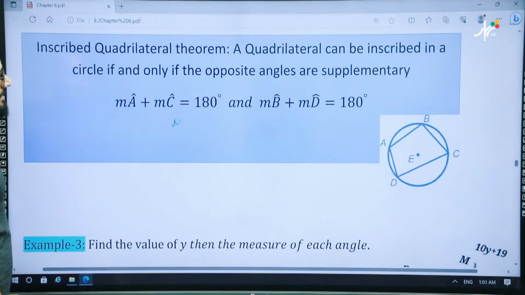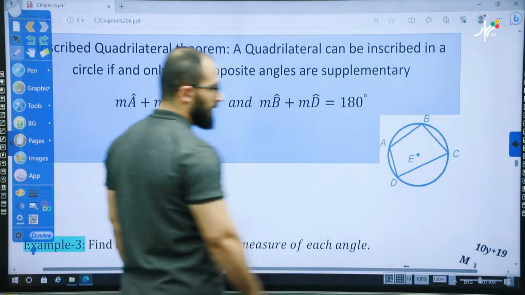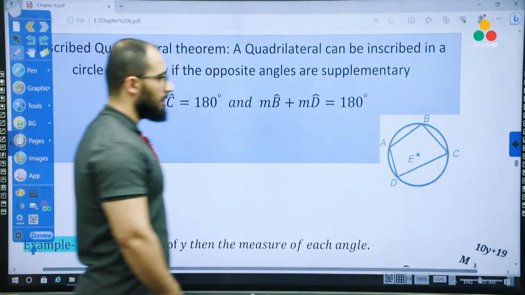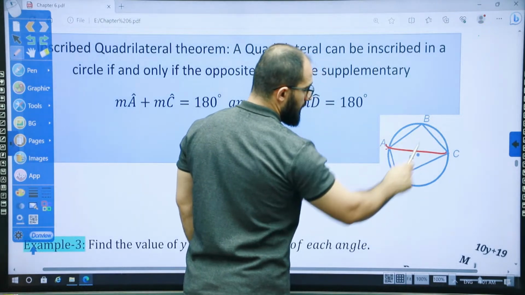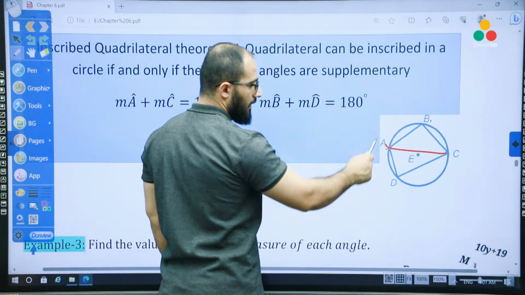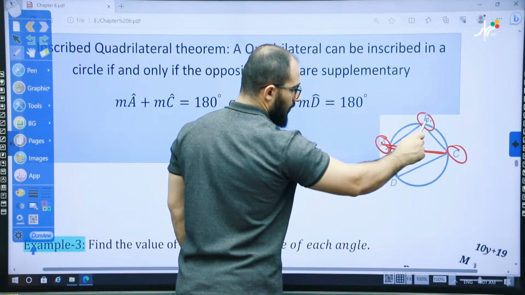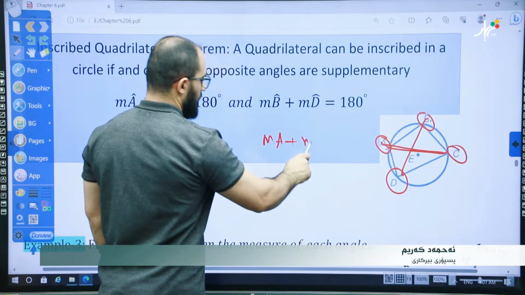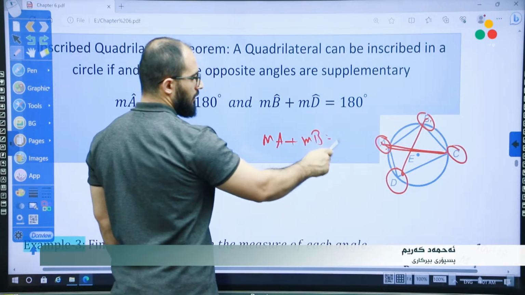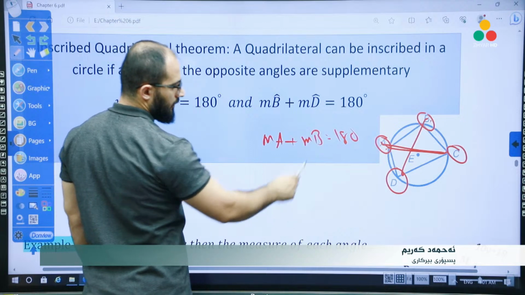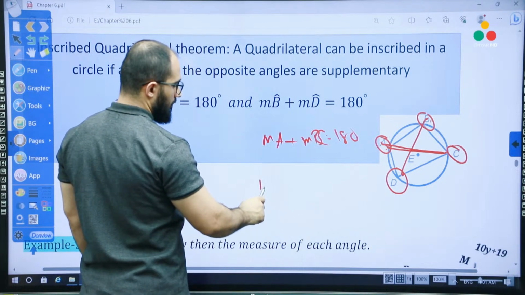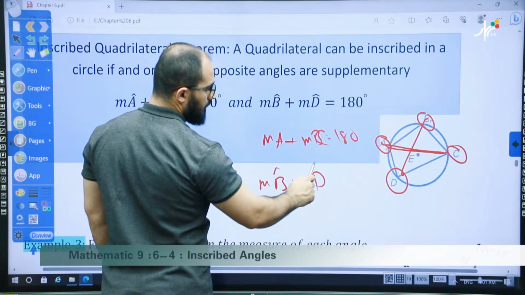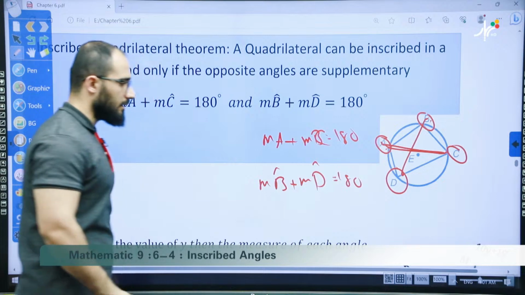But in an inscribed quadrilateral, it says the opposite angles A, C and B, D are supplementary. A is opposite to C, B is opposite to D. It means the measure of A plus the measure of C is equal to 180. Also, the measure of B plus the measure of D is equal to 180.